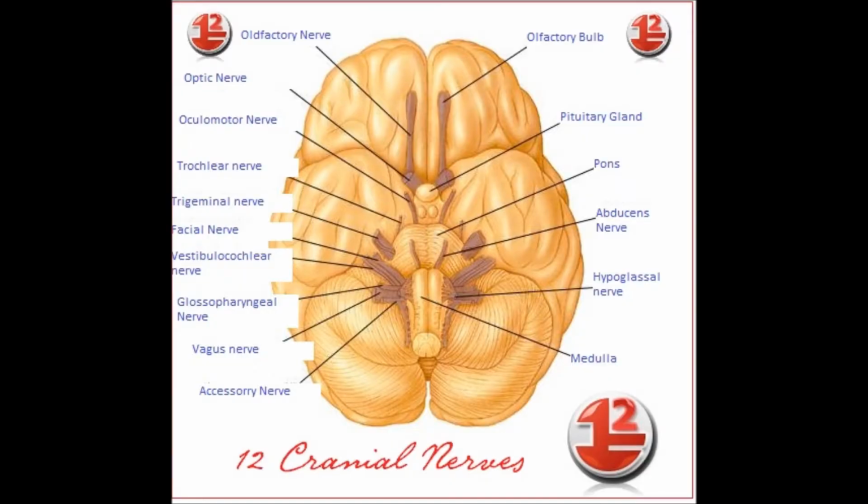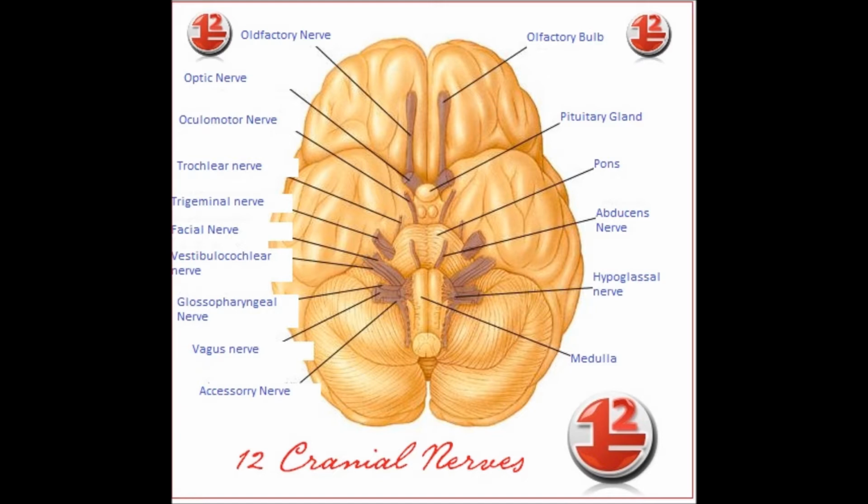For the first part of the test, it includes the 12 cranial nerves. The 12 cranial nerves include the olfactory nerve, the optic nerve, oculomotor nerve, trochlear nerve, trigeminal nerve, abducens nerve, facial nerve, vestibulocochlear nerve or the acoustic nerve, glossopharyngeal nerve, vagus nerve, accessory nerve, and hypoglossal nerve.